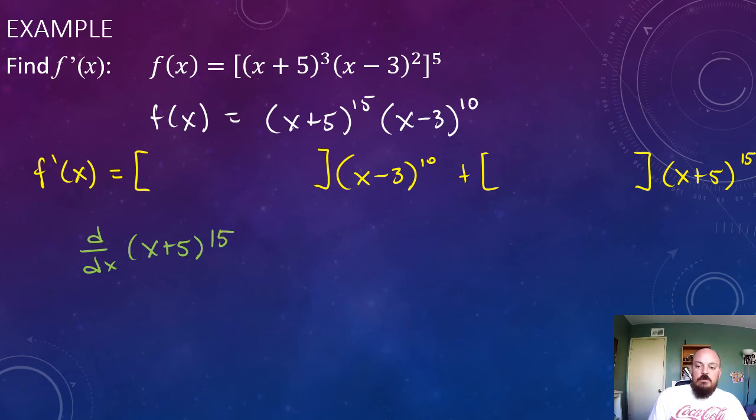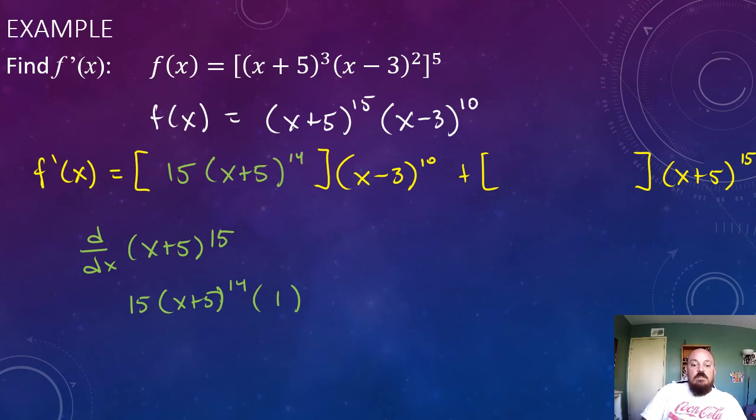And I'm going to say, let's do the power rule. So I'm going to leave the x plus 5 for now, and I'm going to do the power rule around it, meaning I'm going to multiply by 15 and lower that exponent to 14. And then I'm going to do the chain rule. I'm going to multiply by the derivative of x plus 5, which is actually just 1. That's an easy derivative. The derivative of x is 1, and the derivative of 5 is 0. So what I get up here is 15 times x plus 5 to the 14th power.